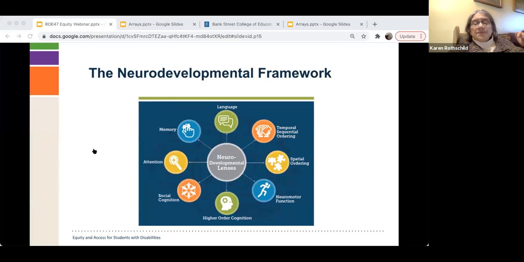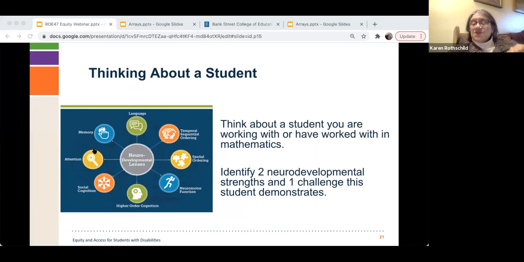And what we'd like you to do is think about a student you have that you worked with in math, and think about these 8 things, and think about a couple of strengths and a couple of challenges that this student might have in these areas.